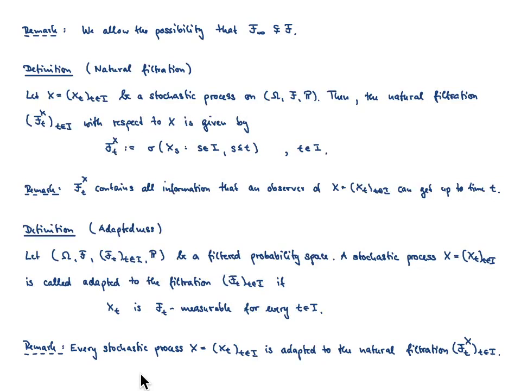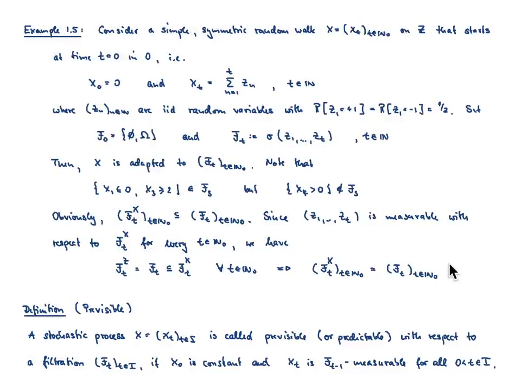So in that respect, you see that this given filtration F_t could be much more complicated, could consist of many more sets compared to the natural filtration. But you see in that respect as well that at least this filtration F_t^X should be contained in F_t if the stochastic process is adapted.